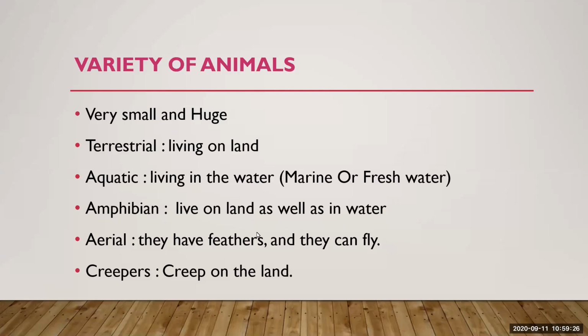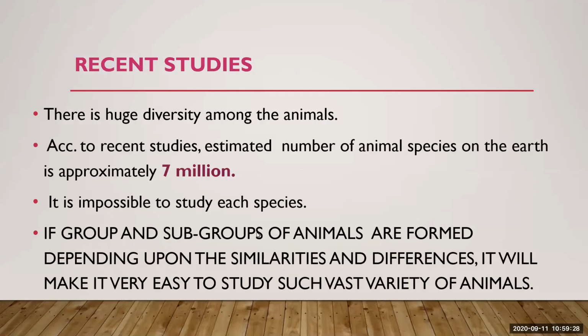If you study, there is a huge diversity among the animals, and according to recent studies, the estimated number of animal species on the earth is approximately 7 million. So 7 million, how can we study 7 million species? It is impossible to study each and every species, right? So what they have done is divide these animals into groups and subgroups.